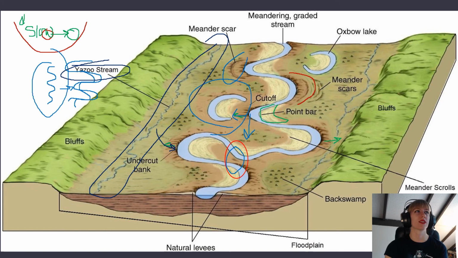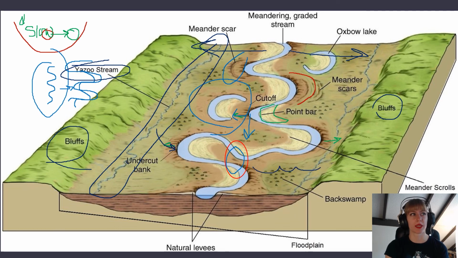It tends to run on the floodplain because these meandering streams do flood periodically. And that's what these bluffs are. These are the edges of the floodplain. And usually when we have floods happening, maybe this yazoo stream will eventually find its way entering the meander, or just further down it will enter. But generally what happens is once the floods recede, you'll end up with water that gets stuck, and this is known as a back swamp.